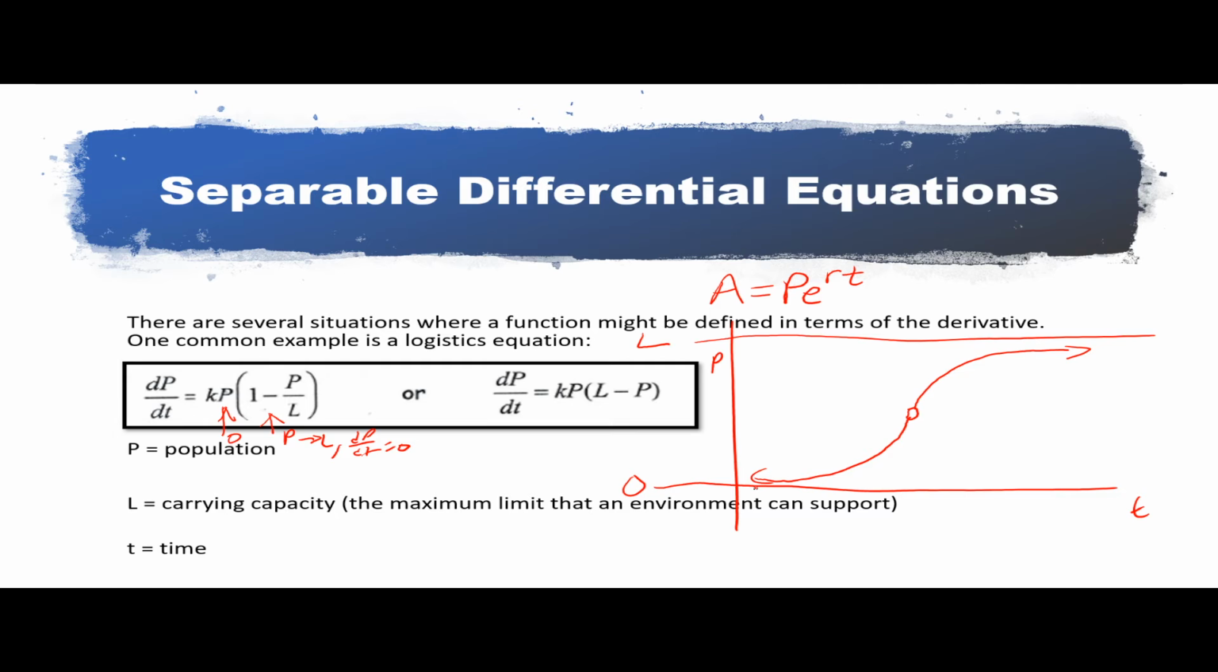Any questions on what's going on with our differential equation? Alright, I could also write my differential equation like this. Again, if p is 0, the whole slope is 0. And if p is L, then the whole slope is 0 as well.